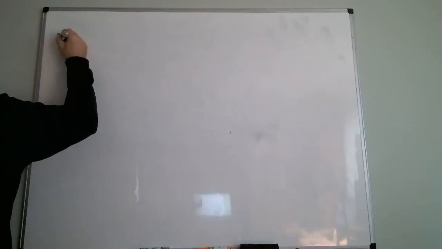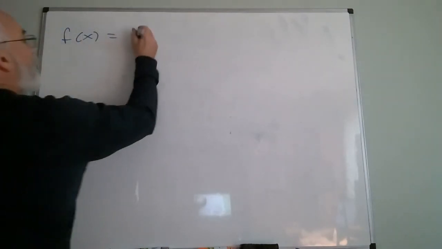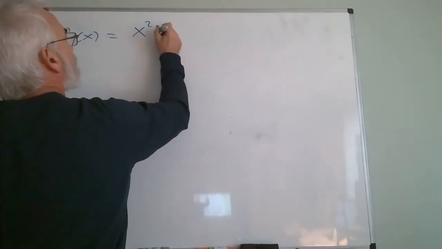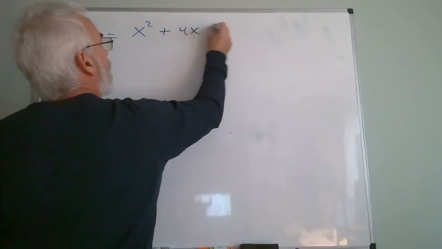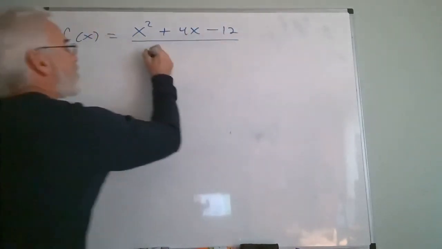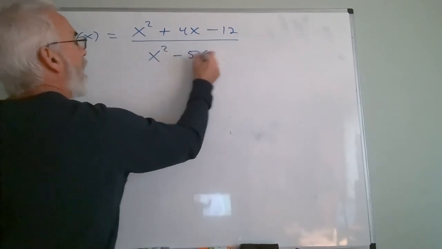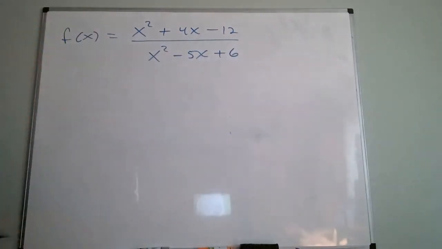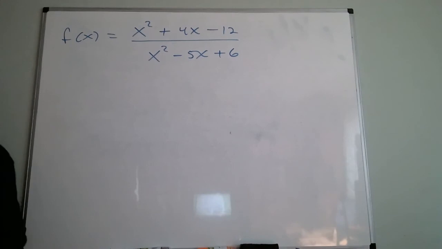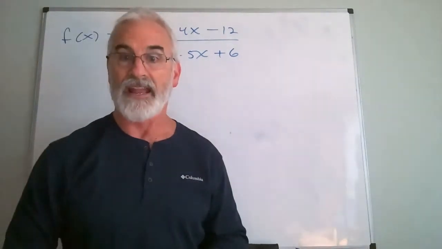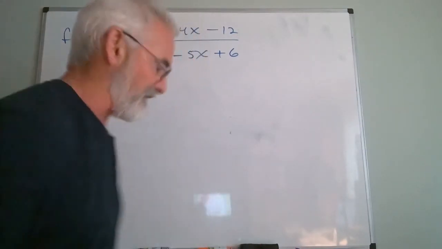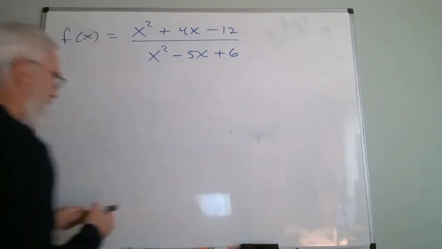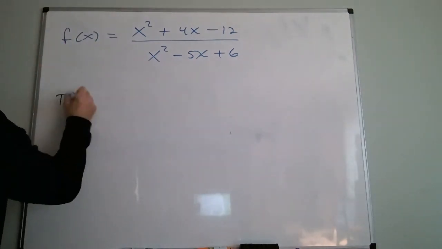So let's consider the following function. f of x is x squared plus 4x minus 12 over x squared minus 5x plus 6. I would like to know, where are the discontinuities and the type of discontinuities? So it turns out there's only a few types of discontinuities. So let me go back and talk about them again. We know the types of discontinuities.